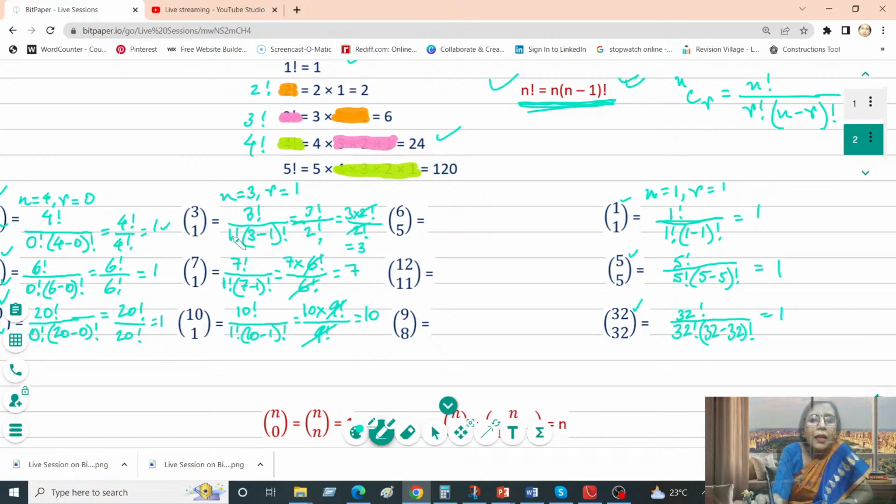So you see, n values are different, but the r value is the same, and the r value is equal to 1. So it doesn't matter what is the value of n, nC1 is always equal to n. When n is equal to 3, the value is 3. When n is equal to 7, the value is 7. When n is equal to 10, the value is 10.